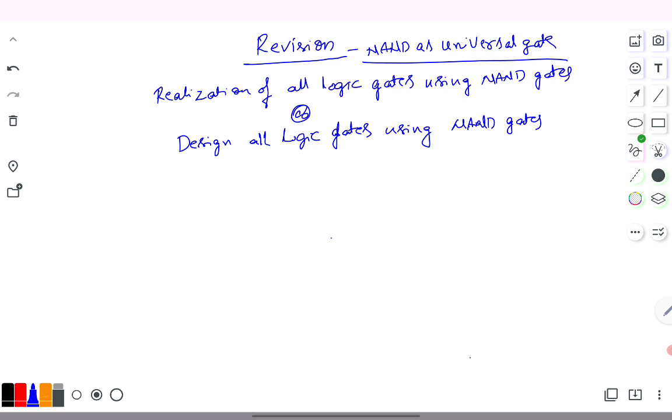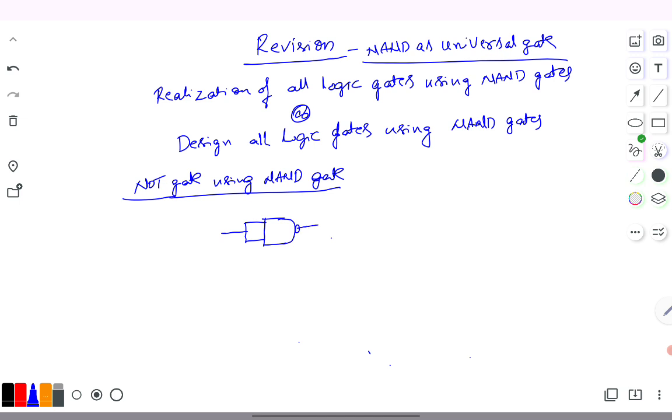Okay, let's design. It's revision. I have already explained in the previous videos. Let's design first the NOT gate, NOT gate using NAND gate. Like this. Y is equal to A bar.